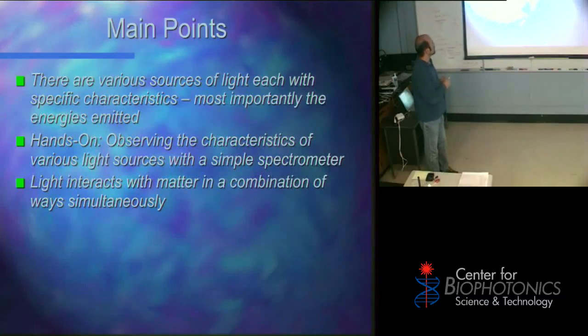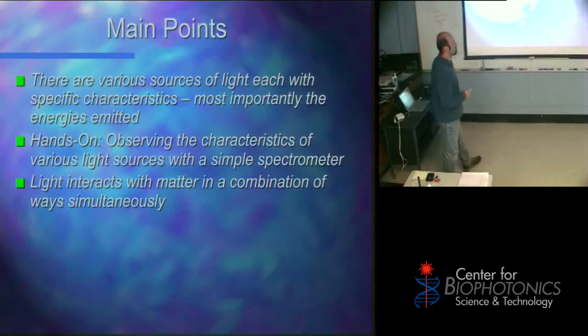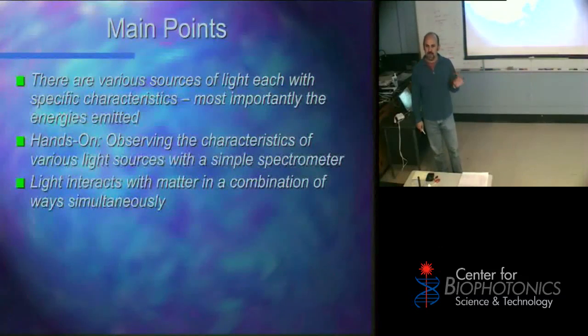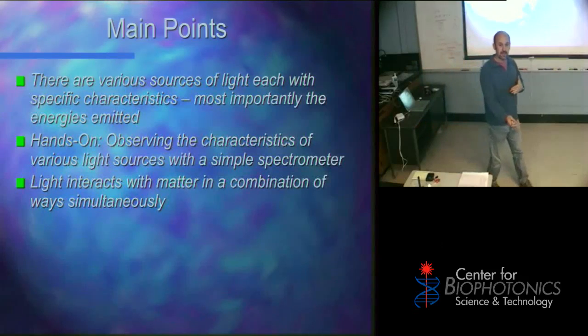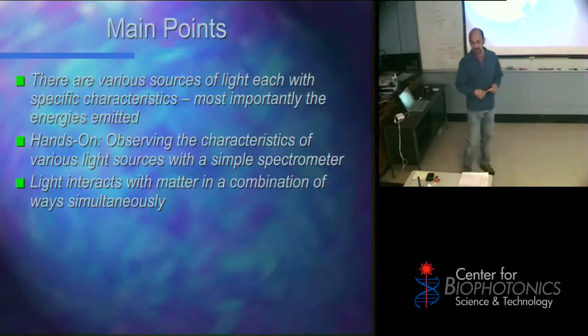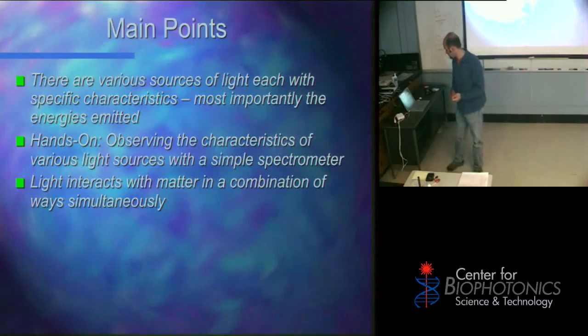Then today we're going to do a hands-on. We're going to observe the characteristics of various light with these handy-dandy spectrometers. And then we're going to look at the basics of how light interacts with matter. And the interesting thing is that light interacts with matter in a variety of ways simultaneously. Okay? Light can reflect, light can refract, light can be absorbed, all at the same time. Okay? All those things can happen simultaneously. And there's many more things that can actually happen simultaneously.